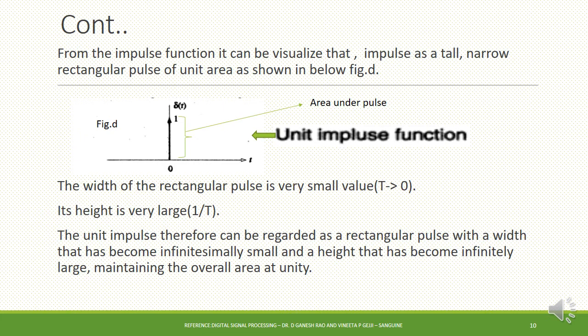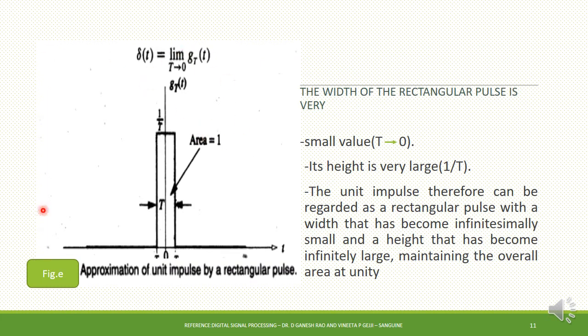The same thing is in the next figure, the approximation of the unit impulse by a rectangular pulse. Here I have taken the area equal to 1. Here t tends to 0. You see here, delta t is equal to the limit as t tends to 0 of g of t. So this is the approximation of the unit impulse by the rectangular pulse.